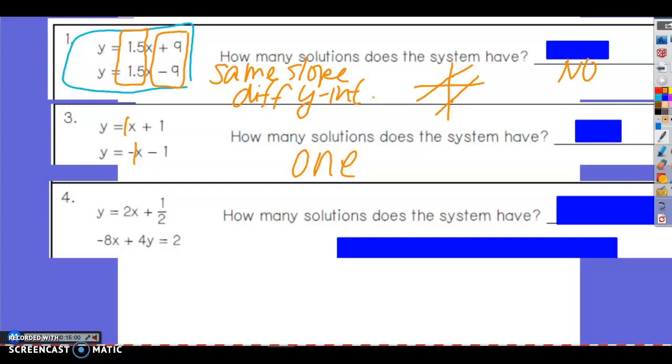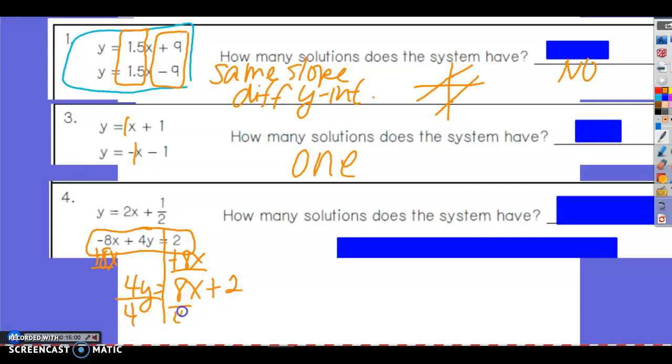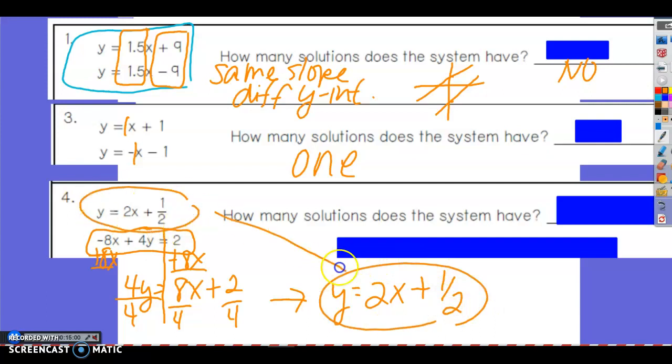And finally, my last example here, it's hard to compare because look at this equation. It's not written in slope-intercept form. If you remember, we learned some skills to rewrite it. We want to get the y all by itself. So I could add 8x to both sides, and I would get 4y equals 8x plus 2. Divide every single thing by 4, and that would give me y equals 2x plus 1/2. Notice these two equations here are exactly the same. Same slope, same y-intercept. So they are going to have an infinite number of solutions in common.